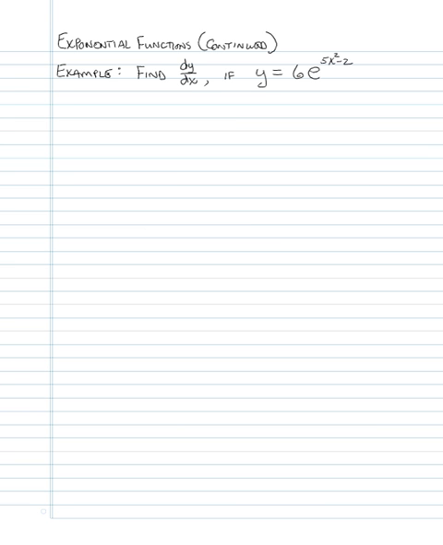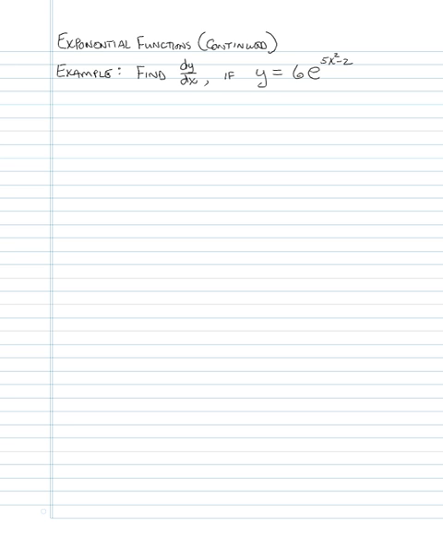Well, you can see here is our next example about finding derivatives of exponential functions. Stated a little differently yet. Find the derivative of y with respect to x if y is equal to 6 times e to the power 5x squared minus 2. So notice here that this is certainly more complicated. We have the 6 that's in front, and our exponent, 5x squared minus 2, is certainly a more complicated exponent.